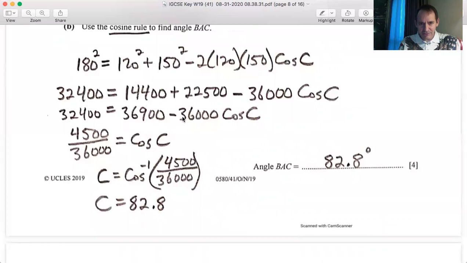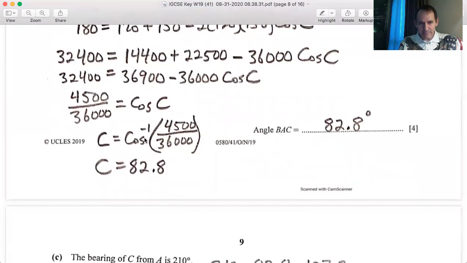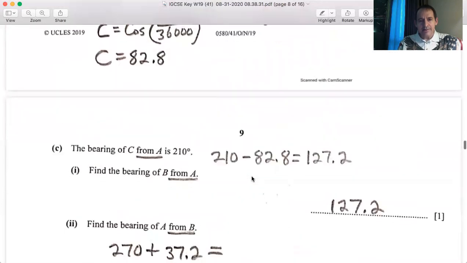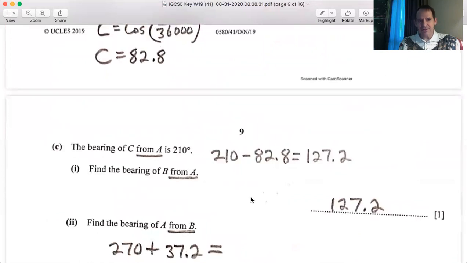You can't subtract these two numbers because this is multiply. So you have to subtract this over here. It makes it negative, but then you divide to get rid of that multiply. You divide by the negative 36,000, and this negative with the negative you got from subtracting, those two cancel out, and you end up with a positive. And then you inverse cosine both sides. Again, make sure your calculator's in degree mode, and you should get 82.8 degrees for angle C, and I put 82.8 there. Now it tells us that the bearing of C from A is 210.